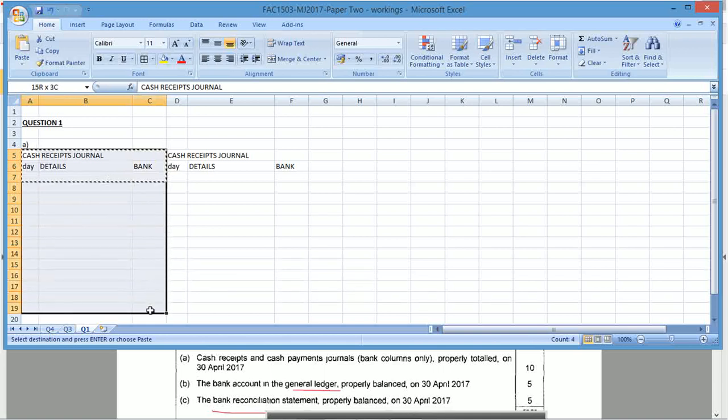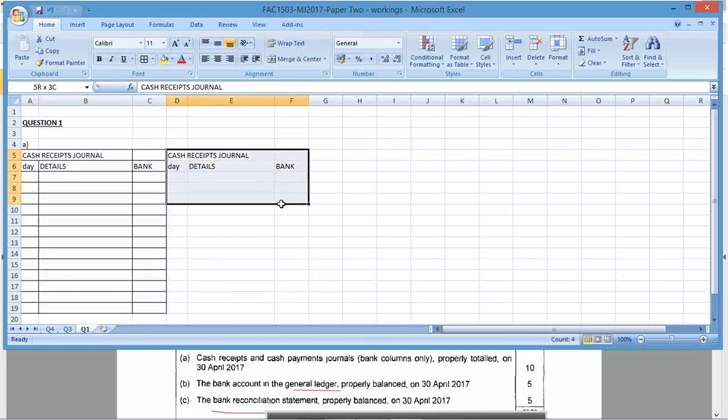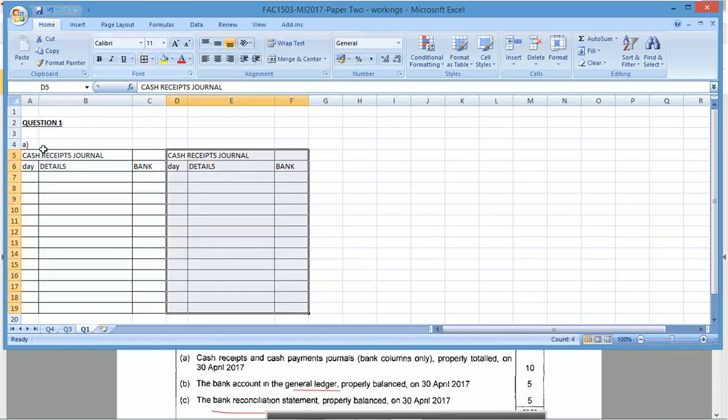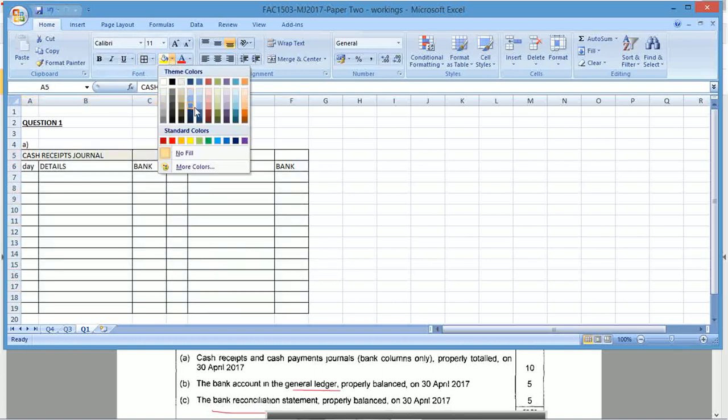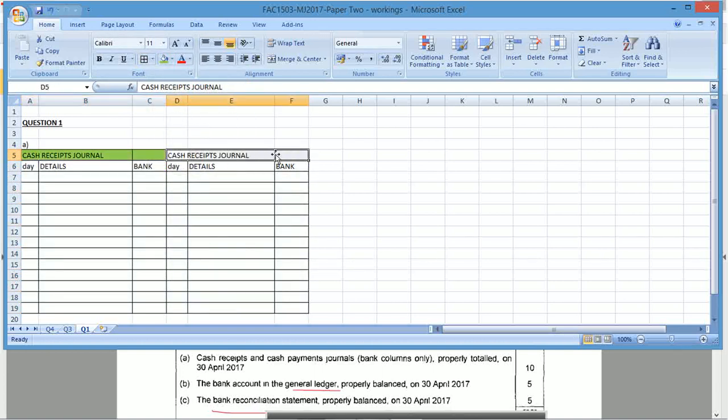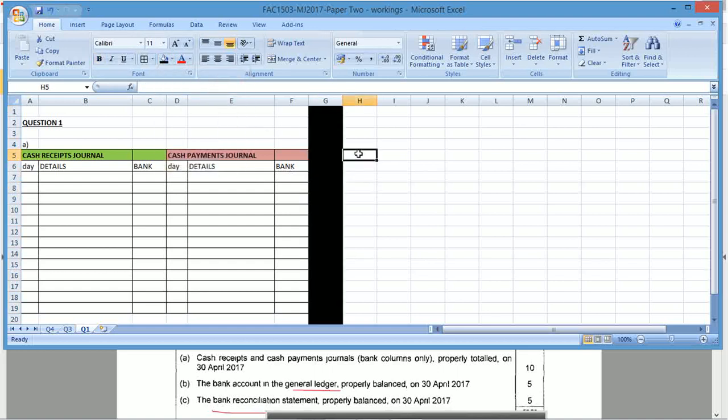Right, so that's your cash receipts journal. That's your cash payments journal. Right, remember receipts is internal. This is your books. Payments are external. Internal. What am I saying? Okay, receipts and payments are both internal. The bank reconciliation statement is external.